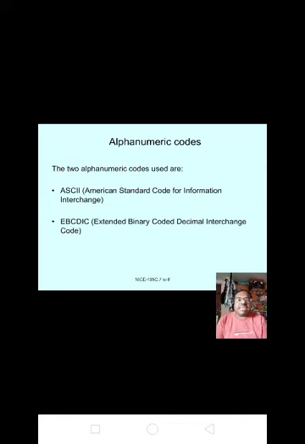EBCDIC code, Extended Binary Coded Decimal Interchange Code. Two alphanumeric codes used are ASCII code, that is American Standard Code for Information Interchange, and EBCDIC, which means Extended Binary Coded Decimal Interchange Code.